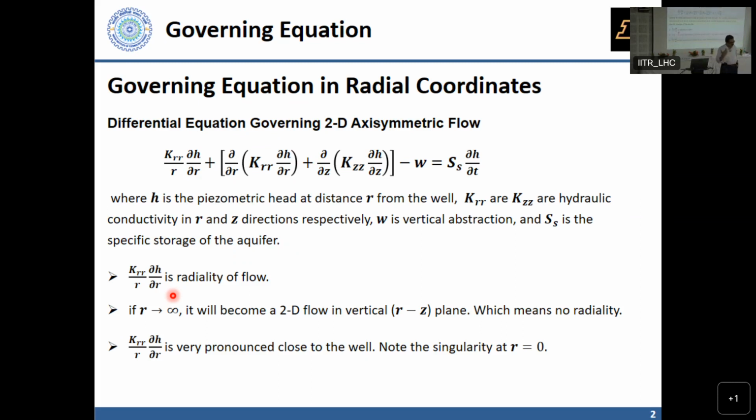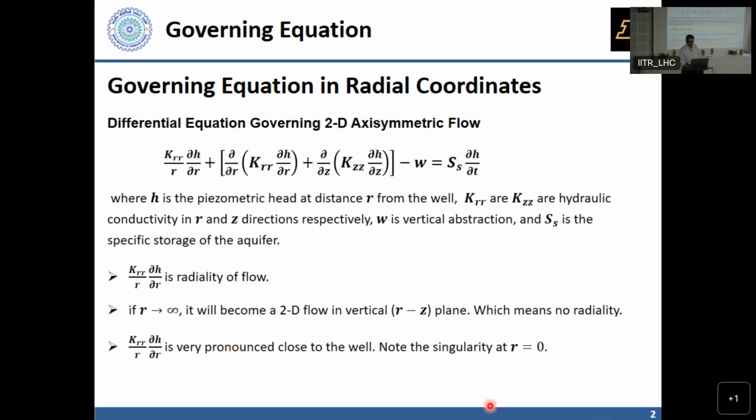So you can imagine that as you come closer and closer to the well, the amount of water that has to cross this area, the area becomes smaller and smaller, even if the amount of water stays the same. And therefore the fluxes increase. So there is a lot of concentration of flow, which some people term as radiality of flow. And of course, as you go further and further away from the well, the flow tends to be less focused in some sense.